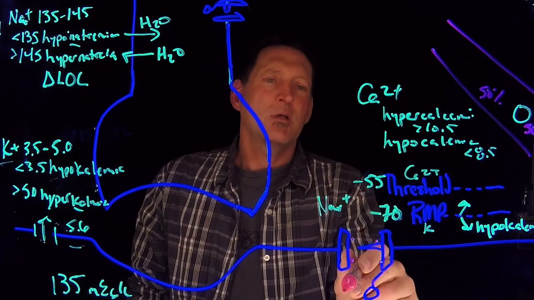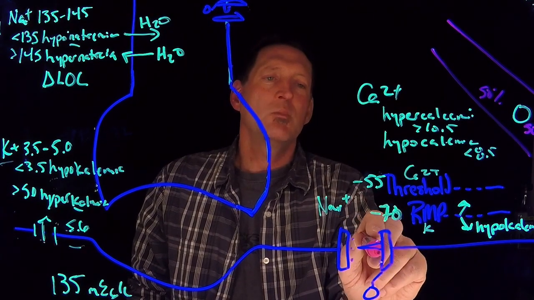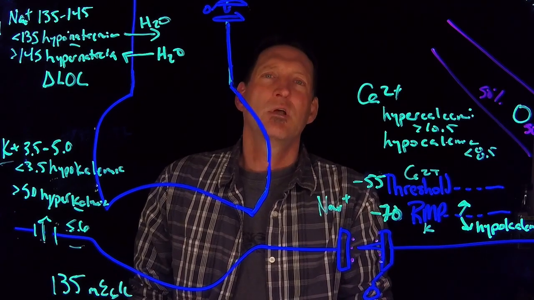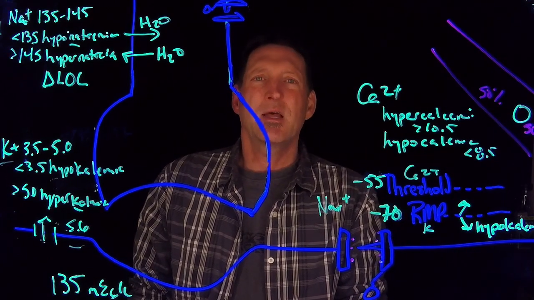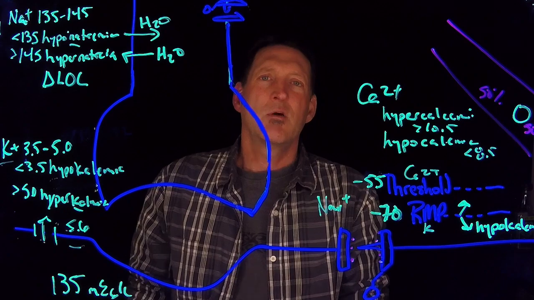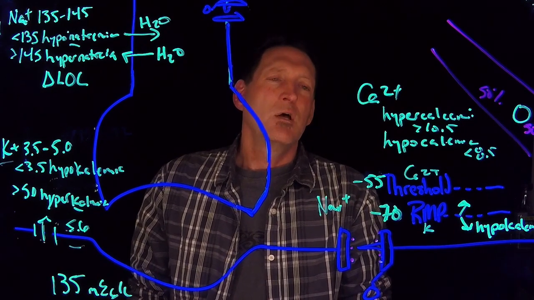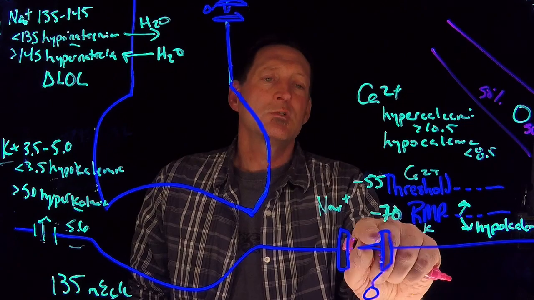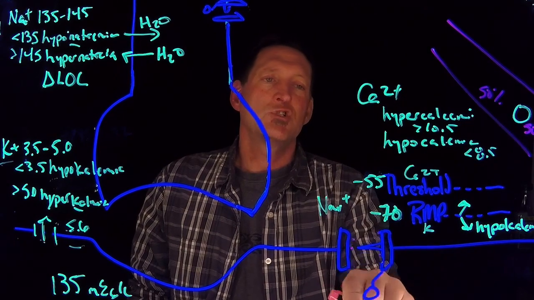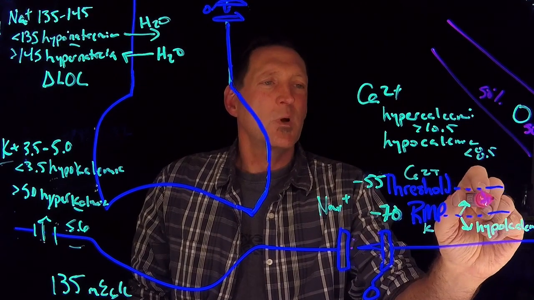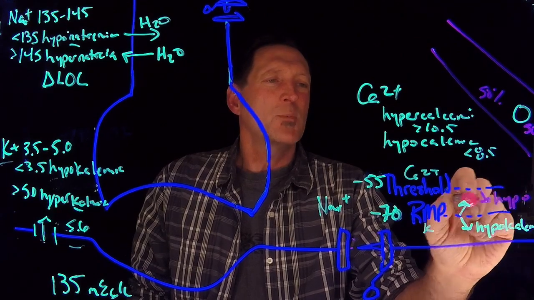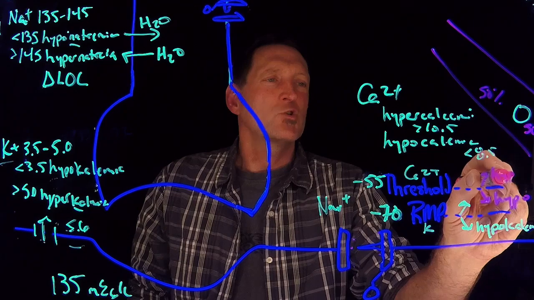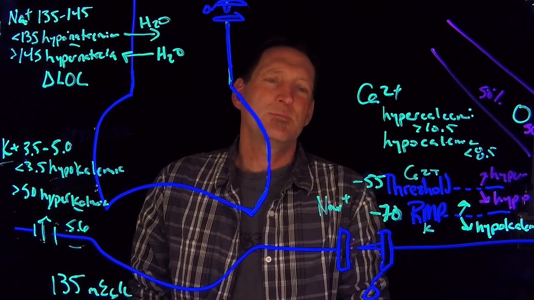If I have hypercalcemia, I'm going to stabilize this too much, and threshold is going to move up further away from resting membrane potential. And so you're going to get someone that has hyporeflexia. They don't respond, okay? On the other hand, if I have hypocalcemia, I lose the stabilization of this channel, and threshold drops this way. So hypo drops your threshold towards your resting membrane potential. Hyper moves your threshold away from the resting membrane potential.